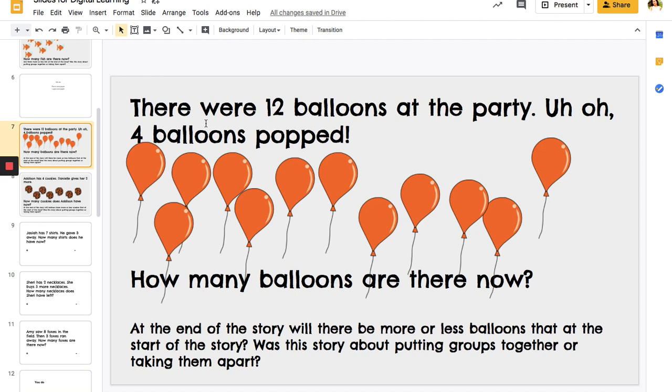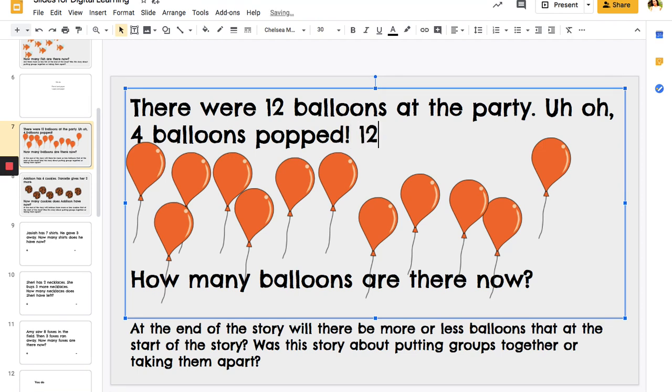So there were 12 balloons at the party. Uh-oh. 4 balloons popped. So let's count our 12 balloons. 1, 2, 3, 4, 5, 6, 7, 8, 9, 10, 11, 12. Okay, so we have 12 balloons here. And 4 balloons pop. So immediately what I need you to do is write your 12, because that's how many we're starting with. And then you're going to draw 12 circles to represent the 12 balloons that you see.